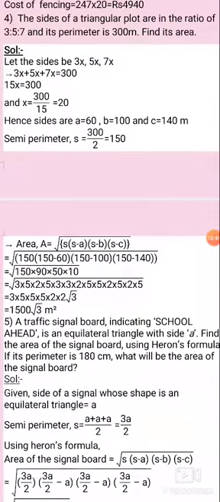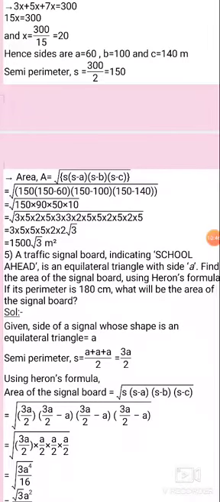Now clear? So listen, the next question. A traffic signal board indicating school ahead is an equilateral triangle with a side a. Find the area of the signal board using Heron's formula. If its perimeter is 180 centimeter, what will be the area of the signal board?